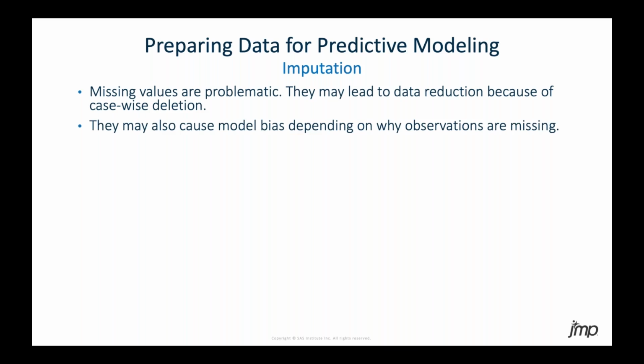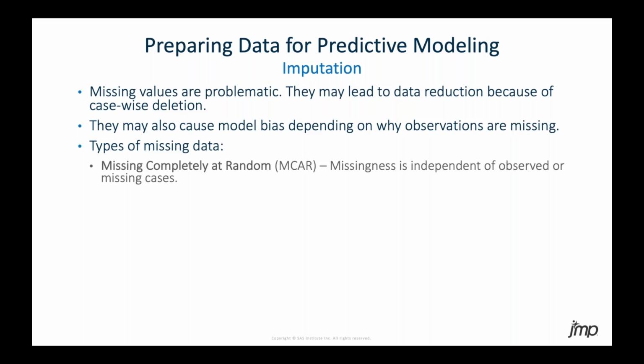And that really depends on why the data is missing. So before I get into imputation, I have to understand why or how data can be missing, because this is going to affect whether or not I do imputation, and how I do imputation. There are three groups that people typically classify missing data into.